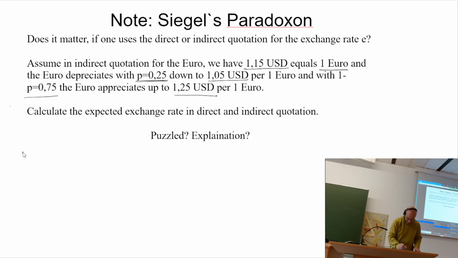So E would be euro per US dollar, and oh, I forgot something. I'm just back in a minute.